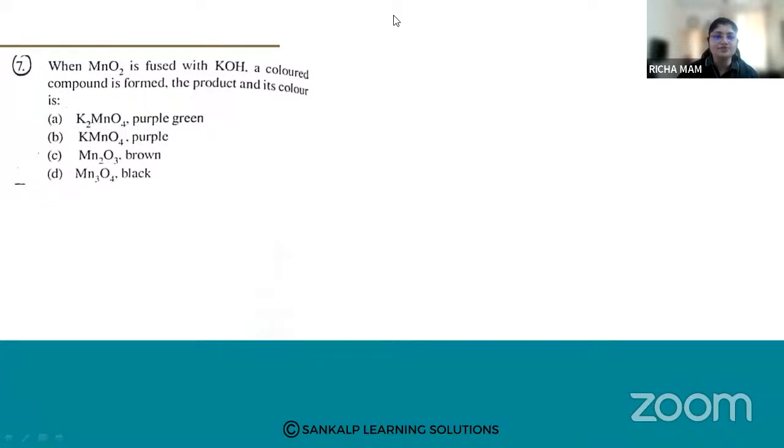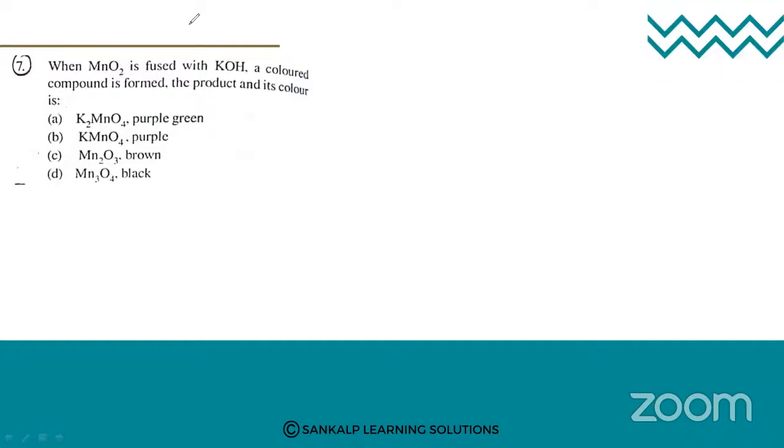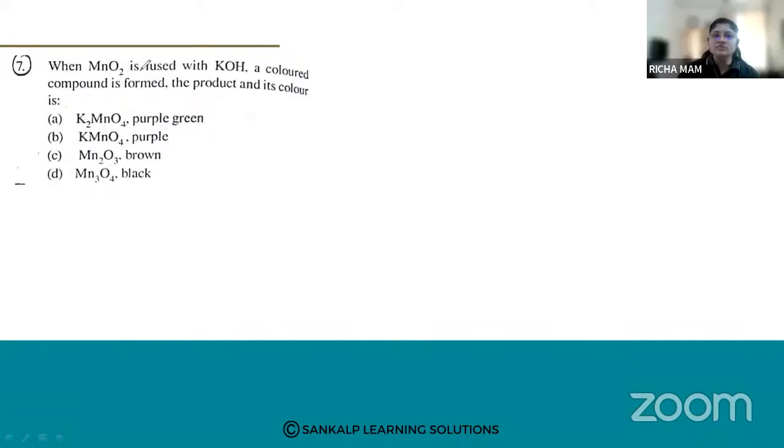When MnO2 is fused with KOH, a colored compound is formed. The product and its color is. This is what we study in the transition compounds, KMnO4. While preparing KMnO4, this is the first step. MnO2 is pyrolusite, that is an ore. This is fused with KOH, and what do you get there?